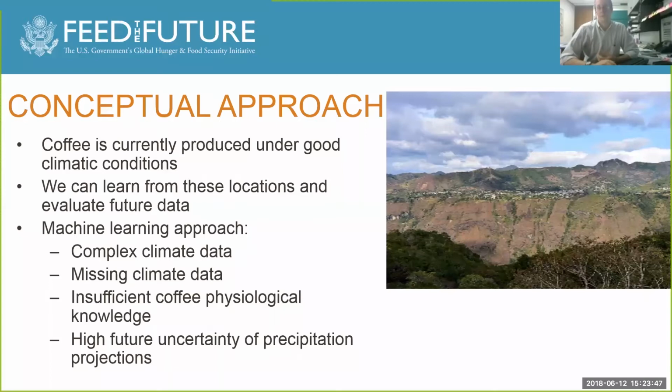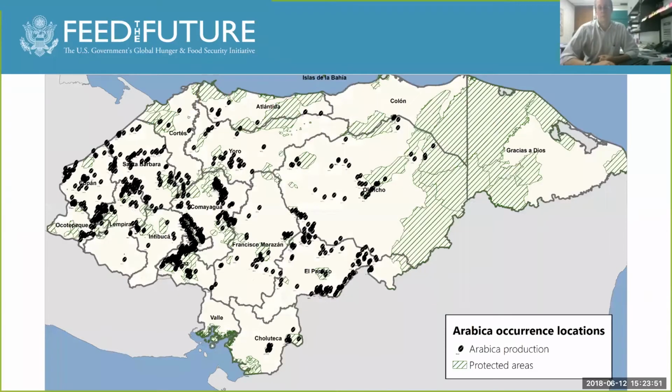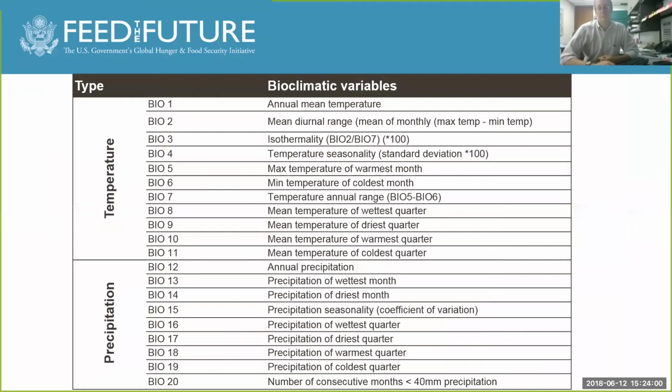So with this kind of conceptual approach, we go ahead and, in the case of Honduras, map where coffee is currently produced. You can see both the Arabica production currently and the protected areas in the country. And then we take a look at a series of bioclimatic variables. I'll be quizzing you on all of these at the end, so I hope you're taking notes. But you can see principally they're clustered into temperature and precipitation variables. And the idea is these are the variables that are the most relevant, we feel, at least in terms of coffee productivity and coffee quality.